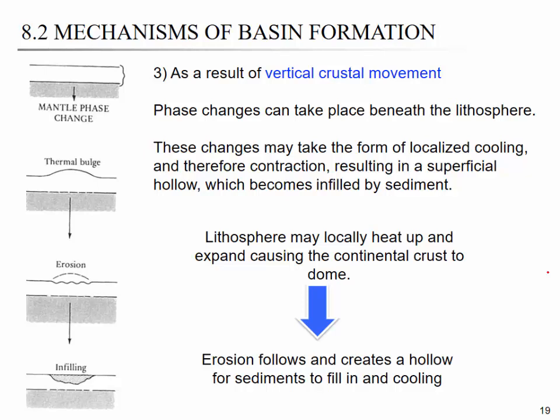And as a result of the vertical crustal movement, that's the third mechanism, phase changes can take place beneath the lithosphere. These changes may take the form of localized cooling, and therefore contraction resulting in a superficial hollow which becomes infilled by sediment. And the lithosphere may locally heat up and expand, causing the continental crust to dome. Erosion follows and creates a hollow for sediments to fill in and cooling.